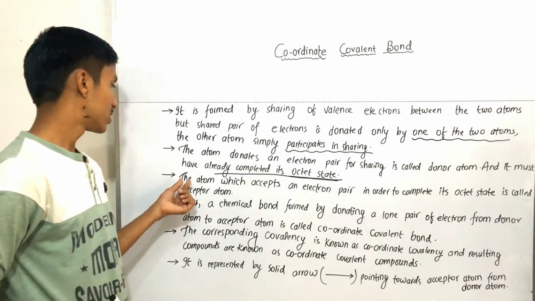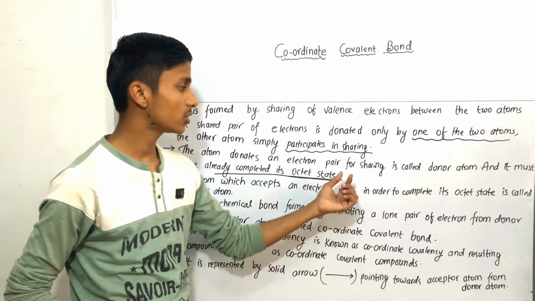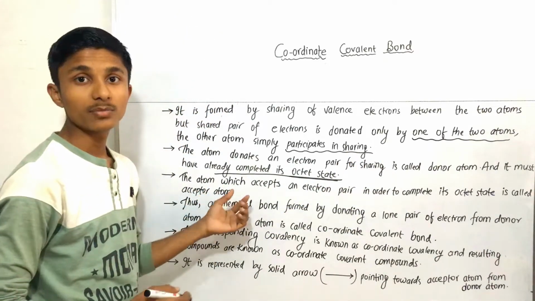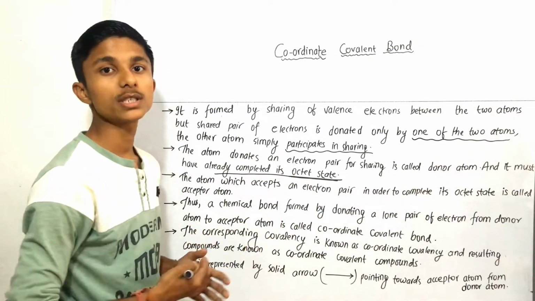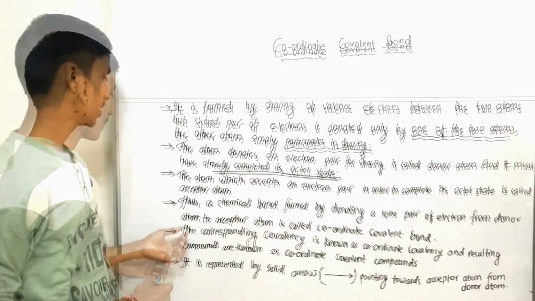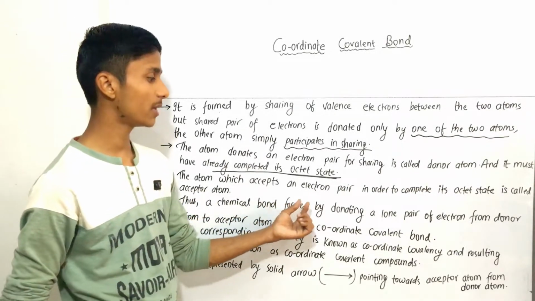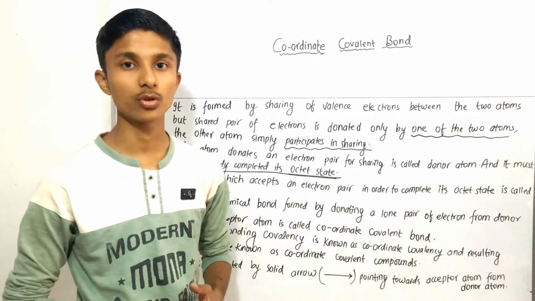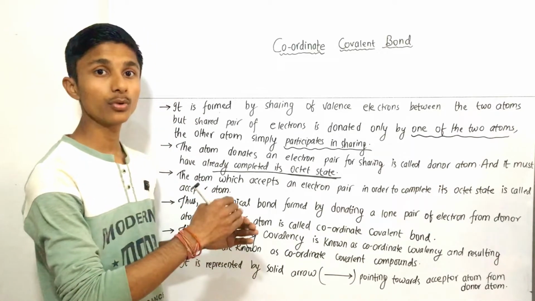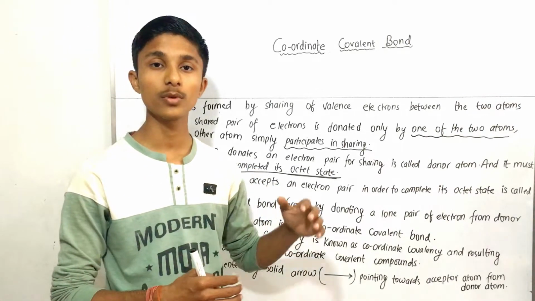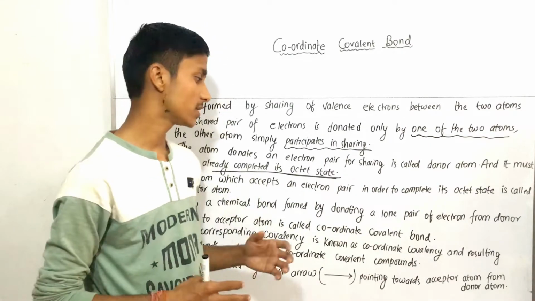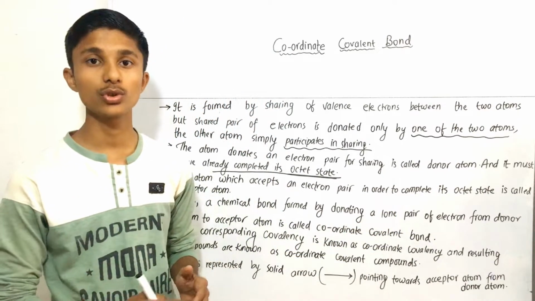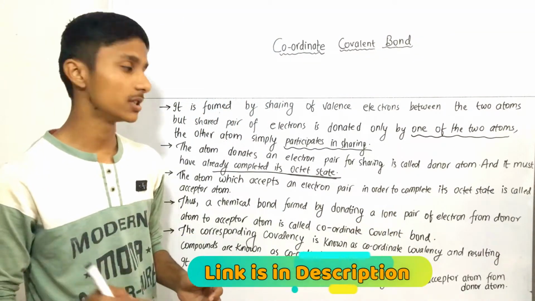Third, the atom which accepts an electron pair in order to complete its octet state is called the acceptor atom. Next point, a chemical bond formed by donating a lone pair of electrons from the donor atom to the acceptor atom is called a coordinate covalent bond. I discussed lone pairs in the previous lecture, so you can watch it. The link is in the description.